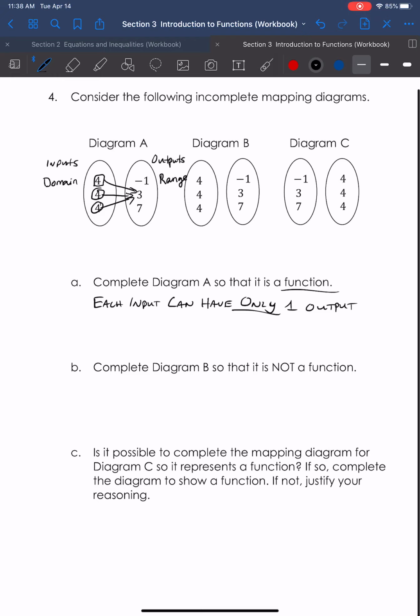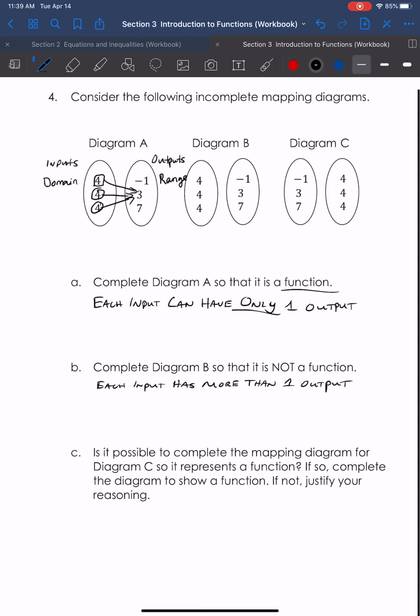Alright, so let's complete diagram B so that it is not a function. Alright, so if it's not a function, each input has more than one output.